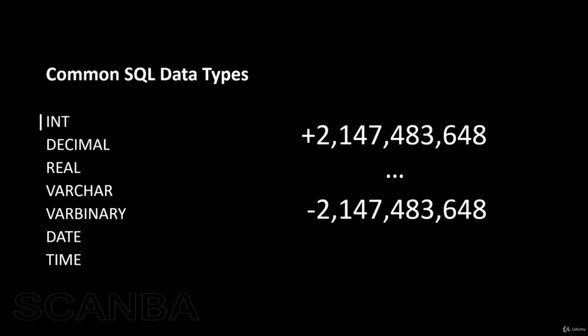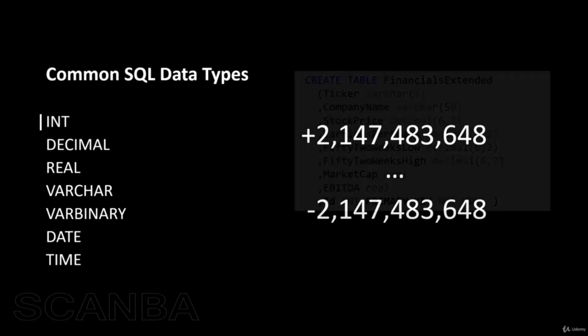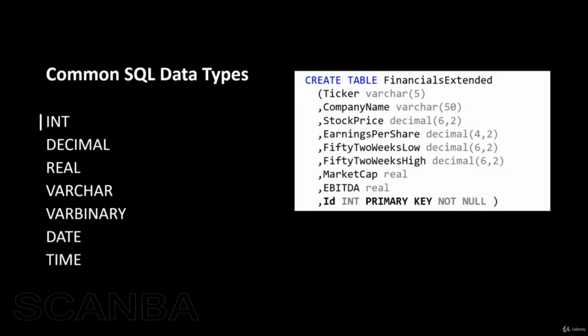Int data type reserves 4 bytes for storing integers in the range between around -2 billion to +2 billion. Integer data types are often used for creating primary keys in the tables, for example 1, 2, 3, etc. For example, in this create table command, the primary key is integer variable ID.